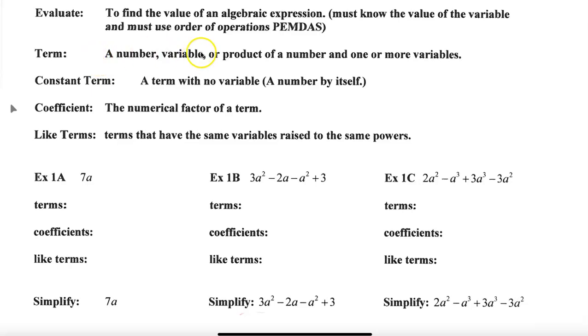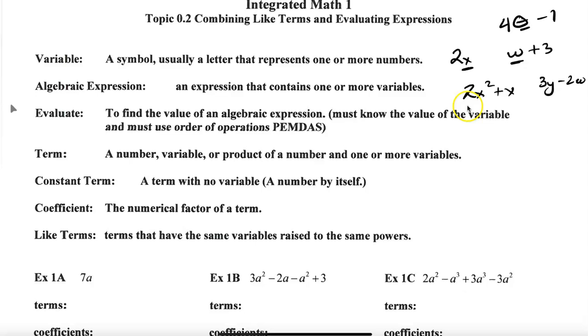Term: a number, variable, or product of a number that has one or more variables. So what they mean by that is, see how this has two things here? There's something plus something else. Those are considered two things. Each one's considered a term. So this is a term, and then this is a term. So I could keep saying, like, x squared plus 3x minus 4. This would have three terms. A term here, x squared, a term there, 3x, a term there. So those are the terms.